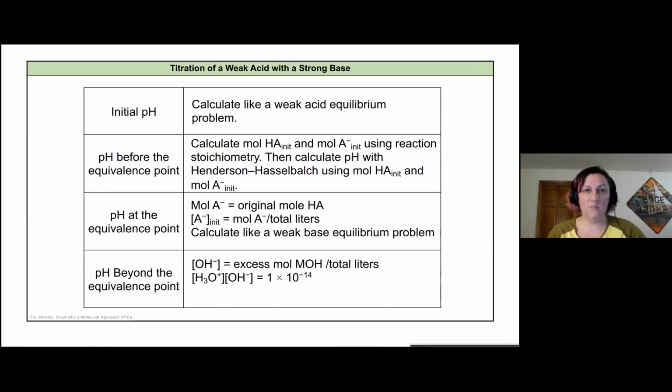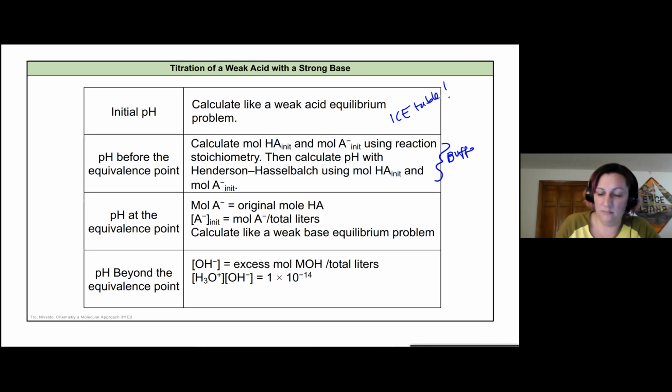Here's a summary again, just to help with problem solving strategies. If you need to find the initial pH, calculate the problem like a weak acid equilibrium problem. So you're going to need an ice table. For the pH before the equivalence point, you're going to use the Henderson-Hasselbalch equation. This is a buffer problem. At the equivalence point, this one is really a solution stoichiometry plus an ice table plus a pH calculation.